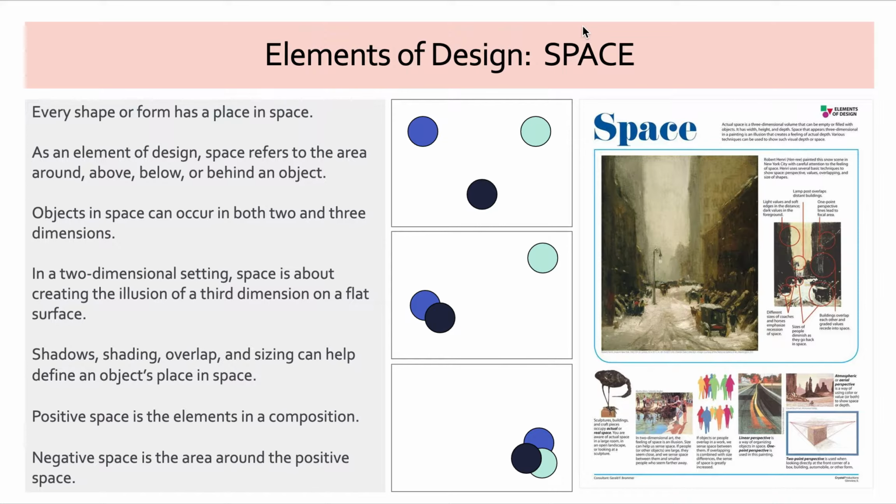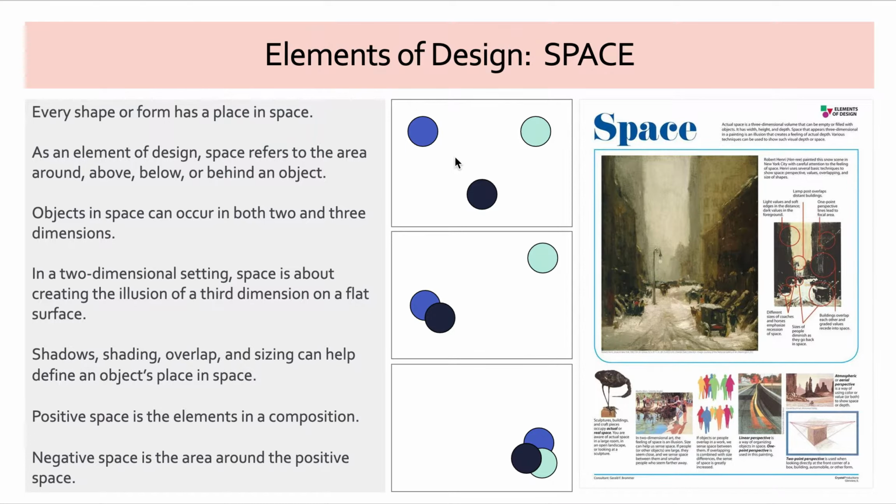So in a 2-dimensional setting, we're talking about everything happening on a flat surface, but there may be a 3rd dimension that's hidden. So in our case, we don't know. These could be cylinders. They could be spheres. It's hard to know without shadows. It's hard to know without value, without shading. And so if we add shadows, shading, overlap, sizing, that can help define that object's place in space. So when you're working with 2-dimensional drawings that you're going to give to a contractor, you're going to need to be able to add additional information to help them out.